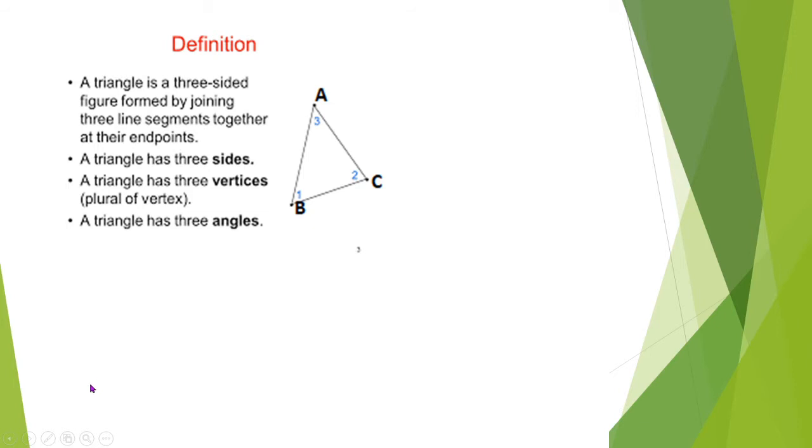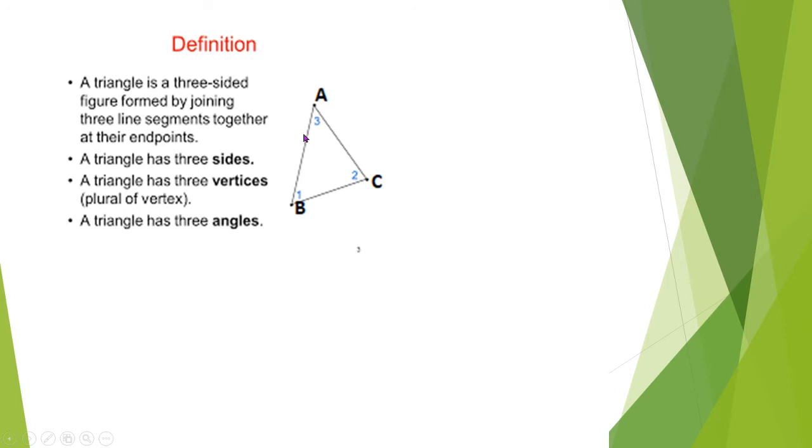Then we have to move towards our next definition, that is a triangle. A triangle is a 3-sided figure formed by joining 3 line segments together at their end points. A triangle has 3 sides. A triangle has 3 vertices. A triangle has 3 angles.